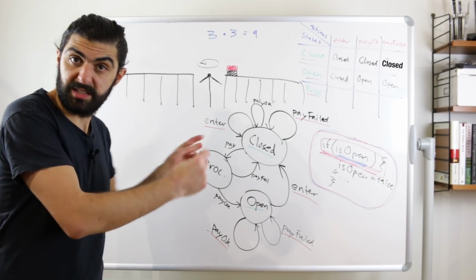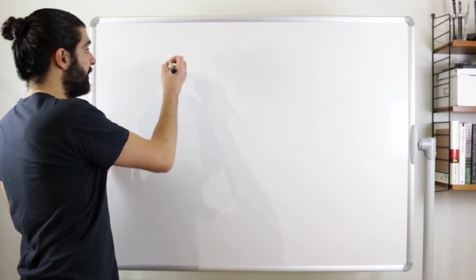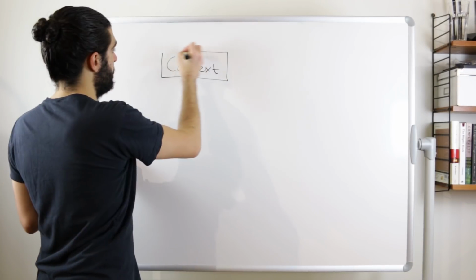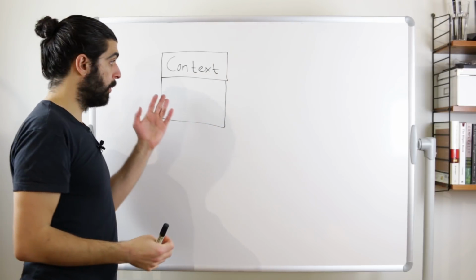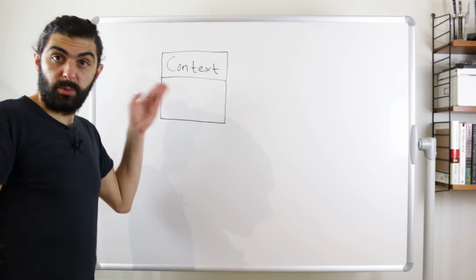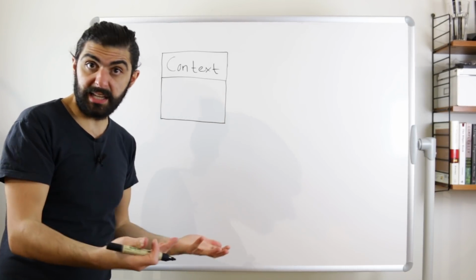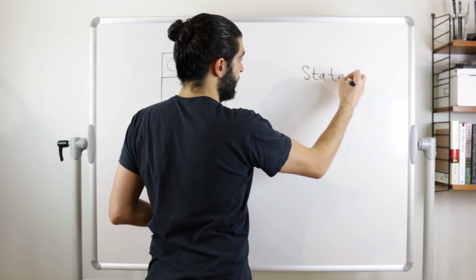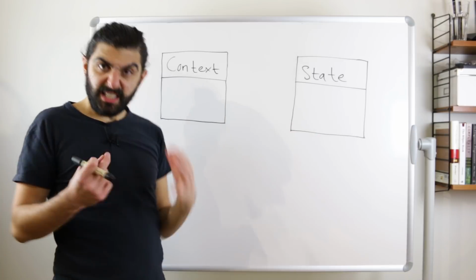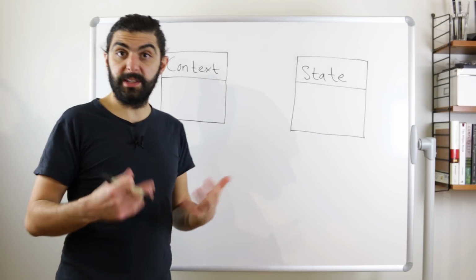So let me remove all this stuff and let's draw up the diagram. So we usually draw it something like this. There is a context. And this context is the thing that can have states. So for us, it was the turnstile. So if we have the thing that can have states, then we must also have states. So that means that we have another thing which is called state. But this state is an interface because we want to be able to have multiple different states.